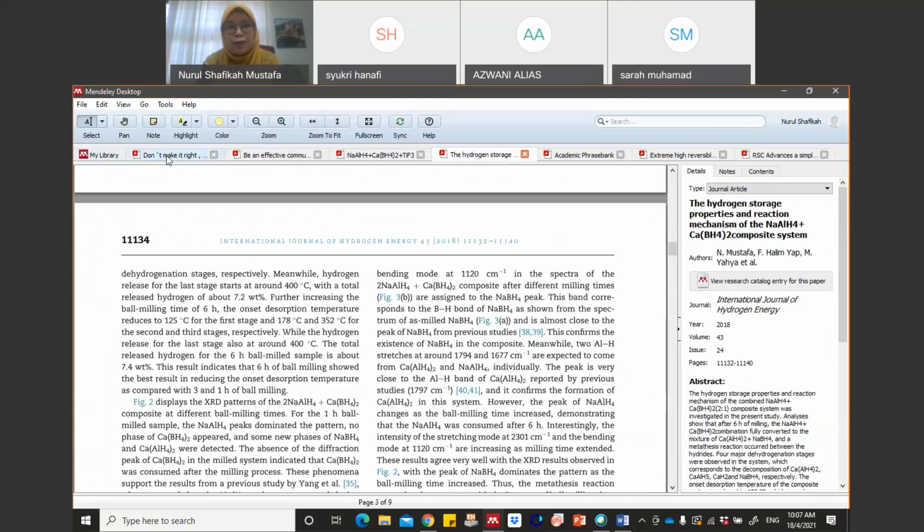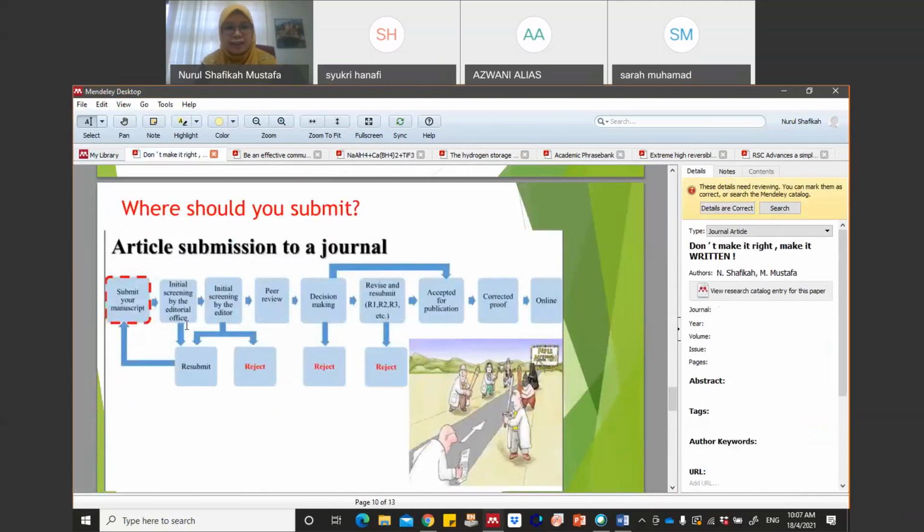So I will go through this not in too much detail, because I think after this Dr. Muhammad will explain more about this process of submission to a journal. So I'll just go through it a little bit. This means there are processes that you have to do.